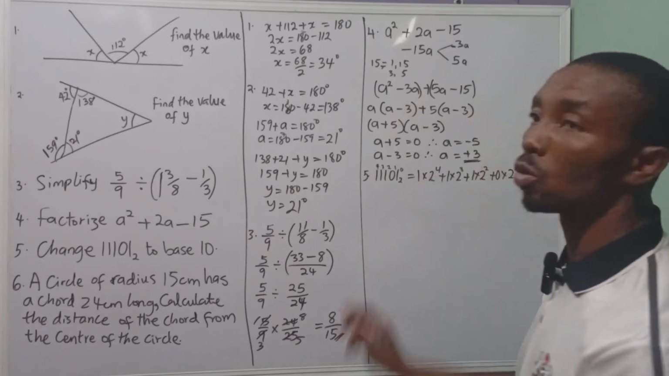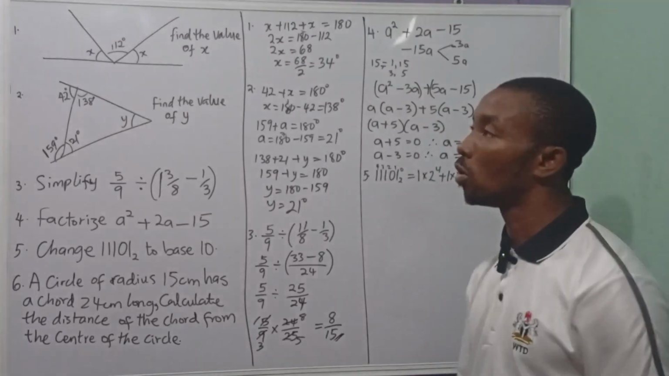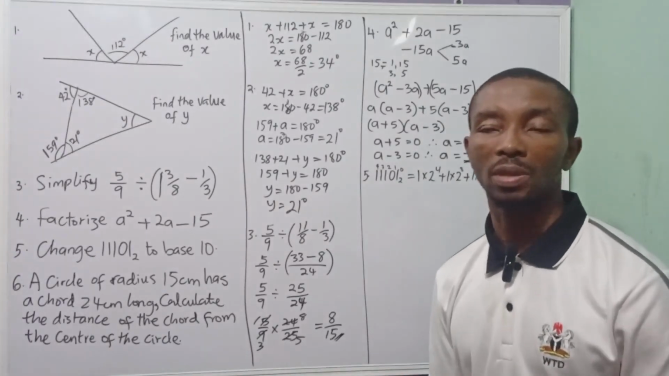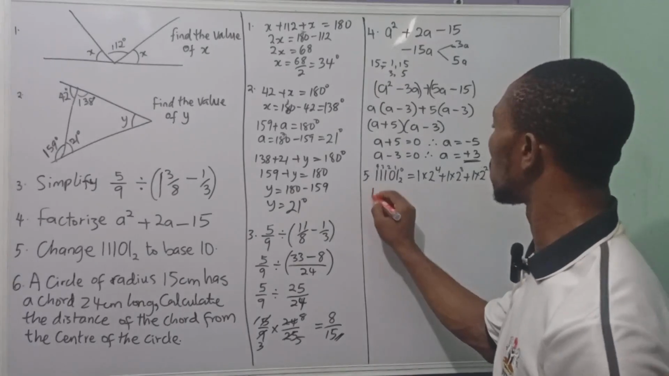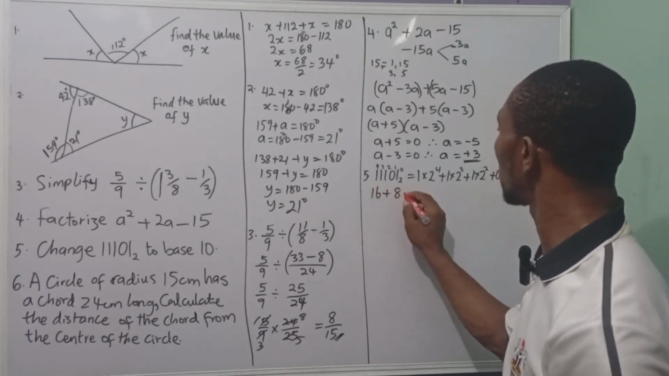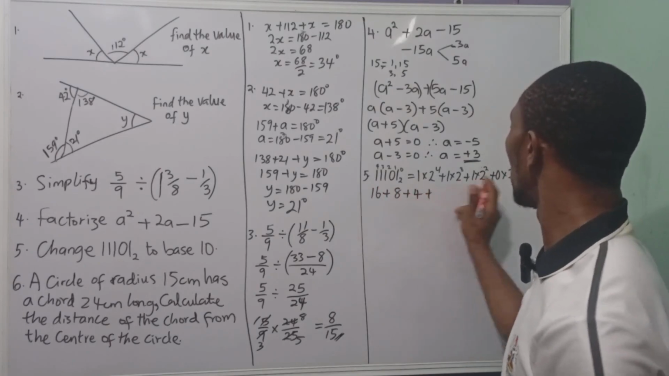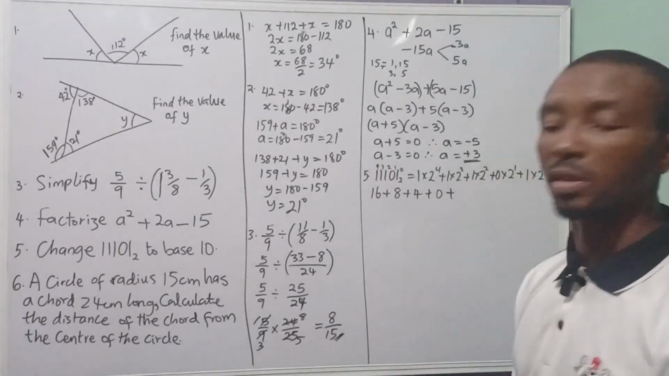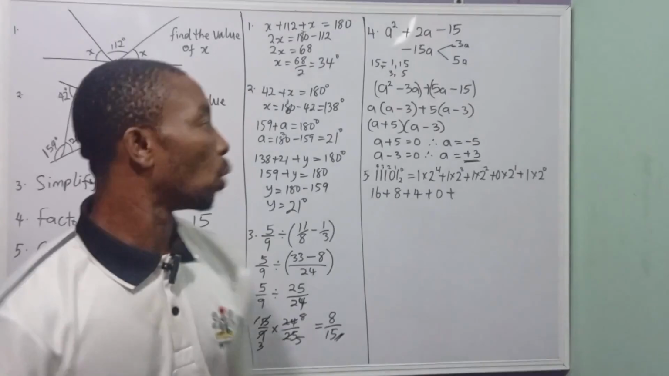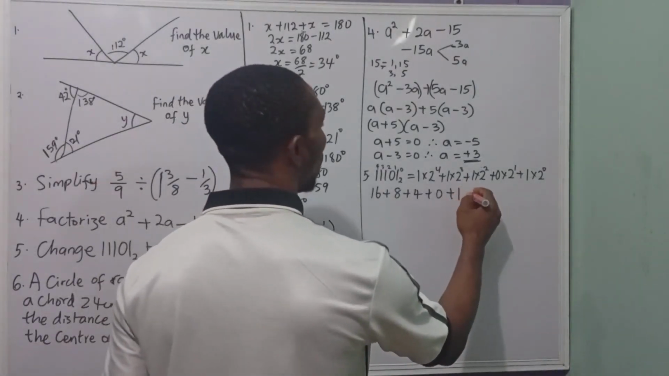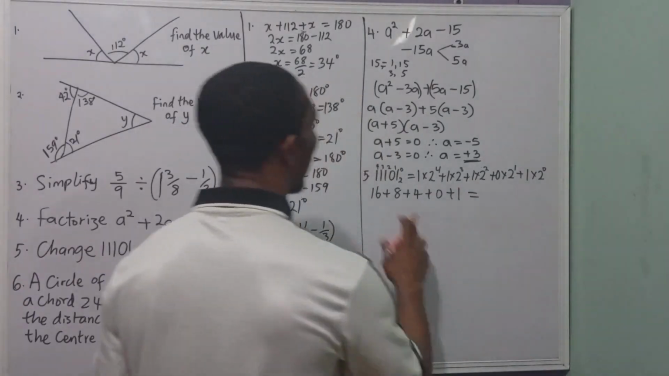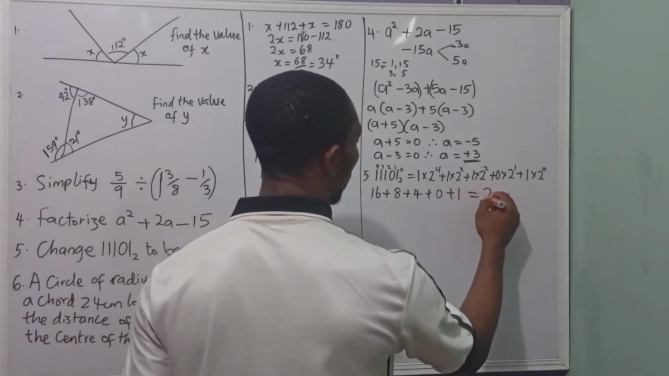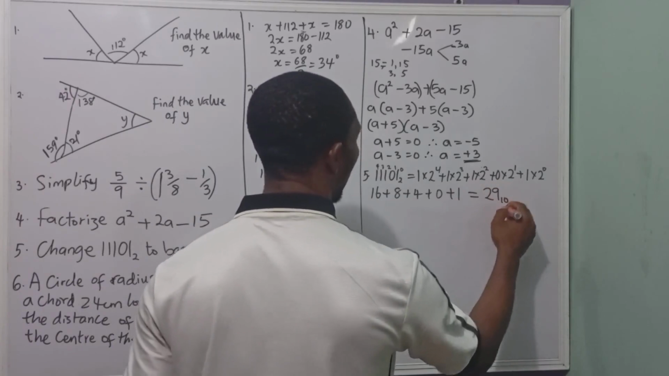Now 1 times 2 raised to the power 4, 2 raised to the power 4 is 2 times 2, 4, 4 times 2, 8, 8 times 2, 16. So this becomes 16 plus 8 plus 4 plus anything times 0 is 0. Now plus anything raised to the power 0 is 1. So 1 times 1 gives us 1. So adding up all our numbers, we have it as 20, 28, 29. So this becomes 29 base 10.